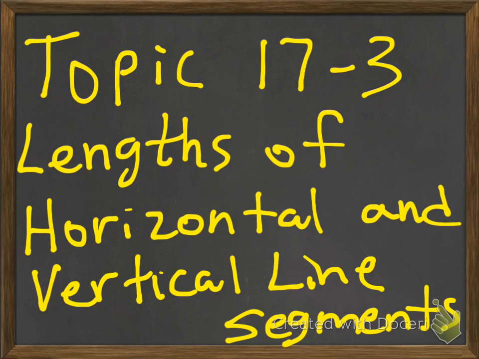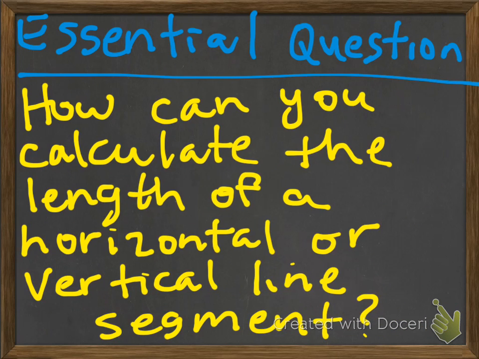Topic 17, Lesson 3, Lengths of horizontal and vertical line segments. Well, so far you've learned that ordered pairs name locations on a coordinate grid and to draw shapes using points as vertices. In this lesson, you're going to learn how to use ordered pairs to find lengths or distance. So our essential question is, how can you calculate the length of a horizontal or vertical line segment?